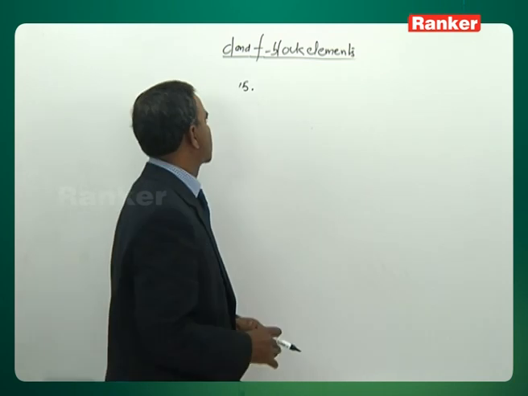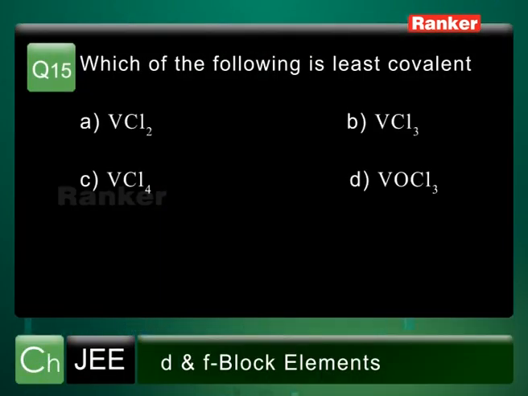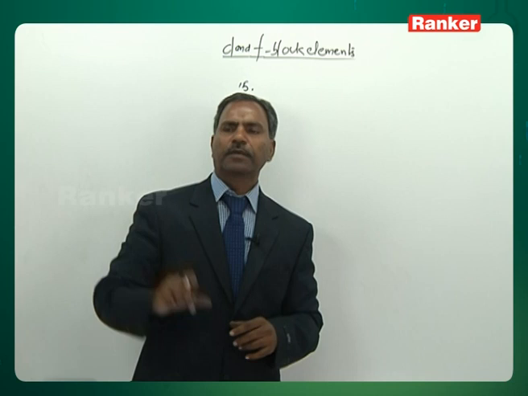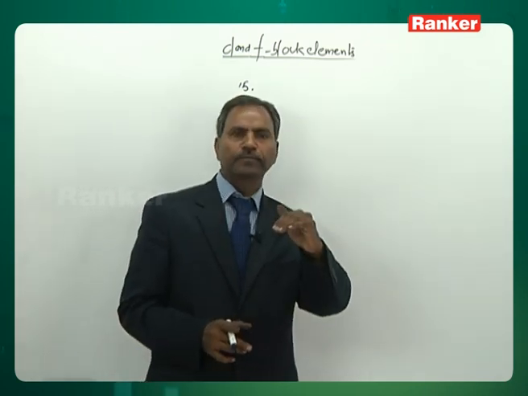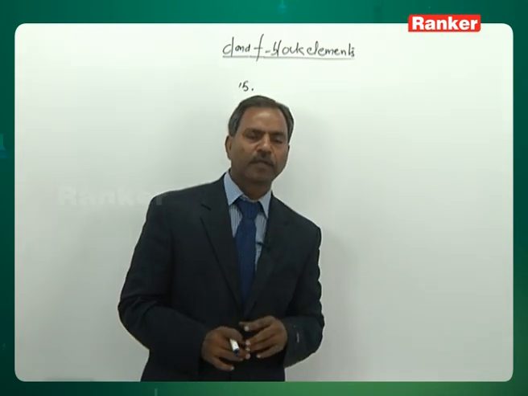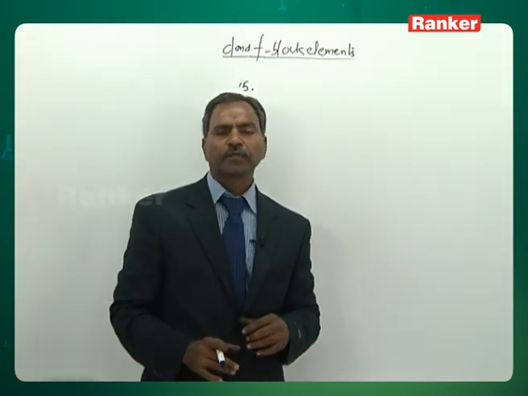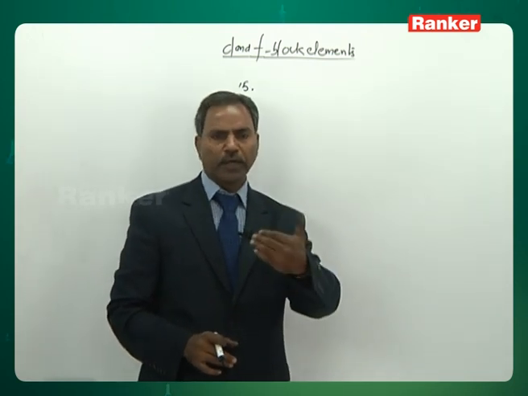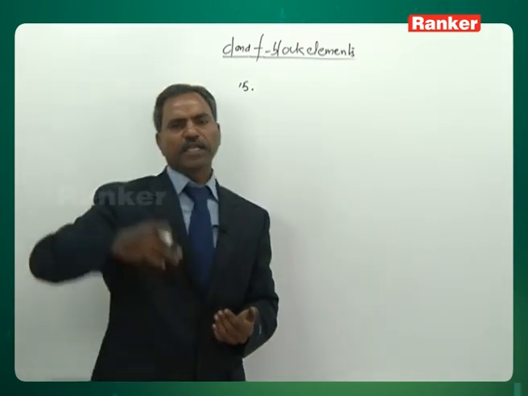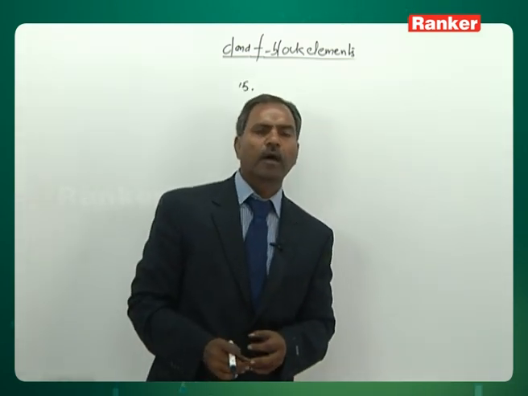Next question, question number 15. Which of the following is least covalent? Whenever such a question appears, look at the oxidation numbers among the given options, as discussed in D block elements. A metal with different oxidation numbers is given. Take the lowest oxidation number as more basic or ionic. Wherever the highest oxidation number is there, consider it more covalent or more acidic. Lowest is basic or ionic. Highest is covalent or acidic.